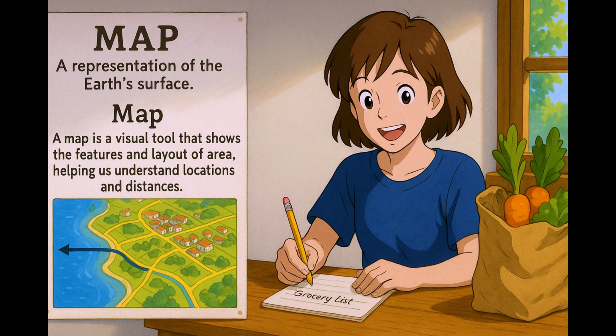The grocery list is to the full inventory of a grocery store, as a map is to the detailed expanse of the Earth's surface. Both serve as simplified, practical guides to help us navigate and understand something vast and complex.